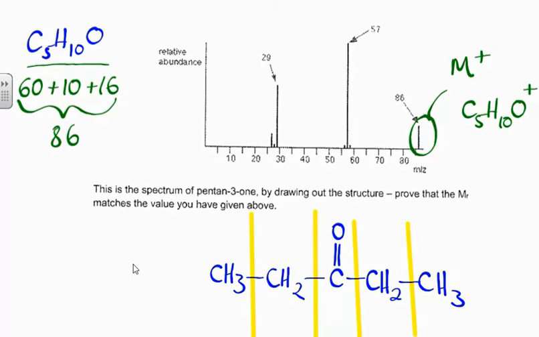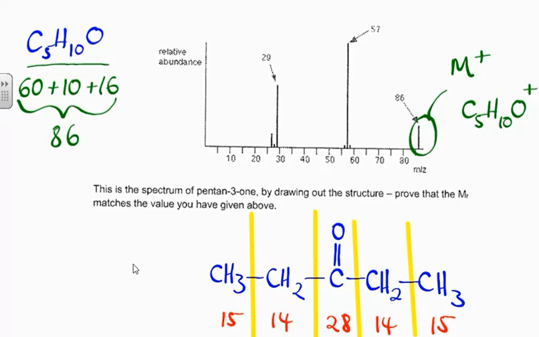What I've done at the bottom there is chop my molecule up into bite-sized chunks, and now I'm just writing down the mass of each of those chunks, and I'm going to try and work out where my 29 and 57 have come from. Let's start with the 29.